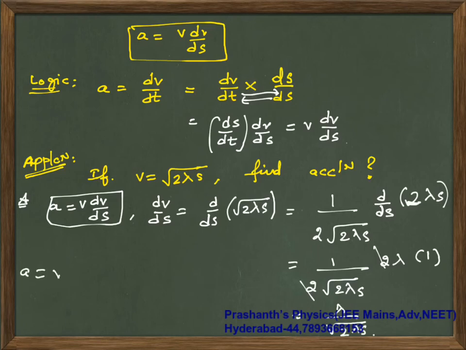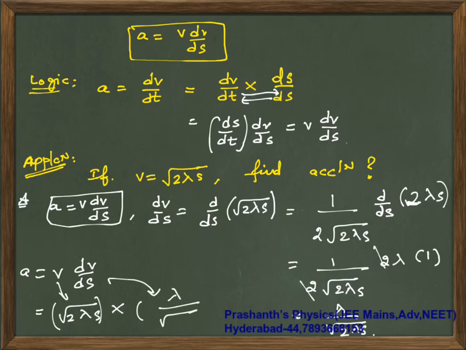Now your acceleration is v into dv by ds. What is v means under root 2 lambda s into what is dv by ds means lambda by under root 2 lambda s. Root 2 lambda s, root 2 lambda s will go off. So your answer is finally lambda. Okay, right? So this is your final answer.